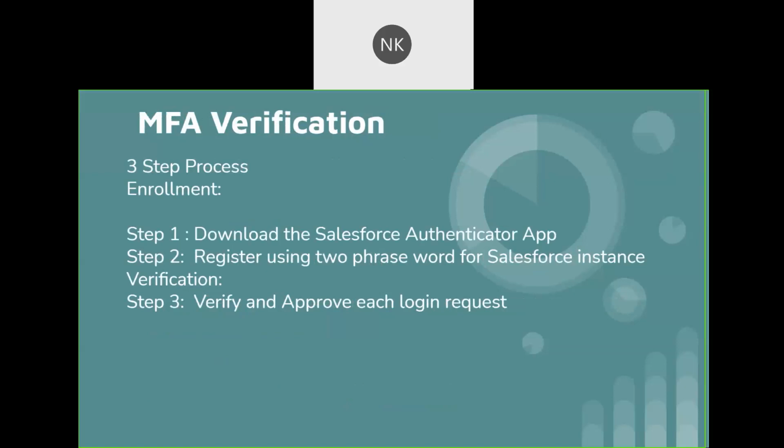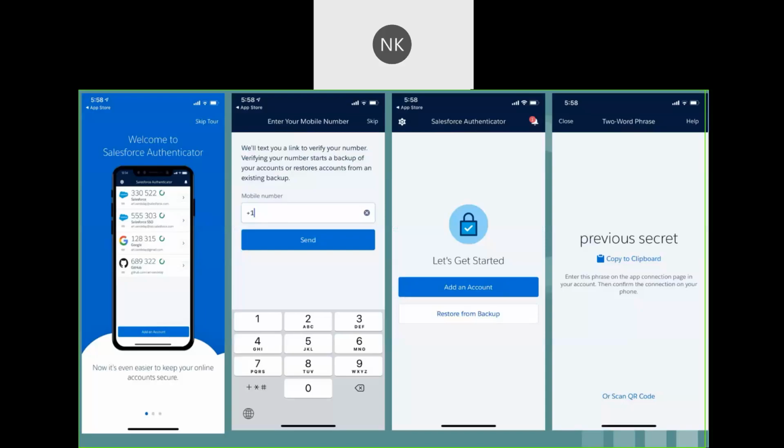So now let us try to understand how MFA works. Basically, we will have to download the Salesforce Authenticator app. This is how it looks. If you're using your iPhone, you can go to your App Store, type in Salesforce Authenticator app, and download it on your mobile phone. If you're using Android, you can go to your Play Store, search for the Salesforce Authenticator application, and download it on your mobile phone. That is step one.